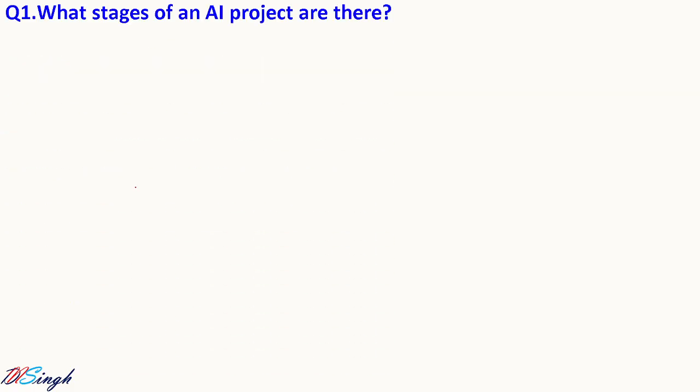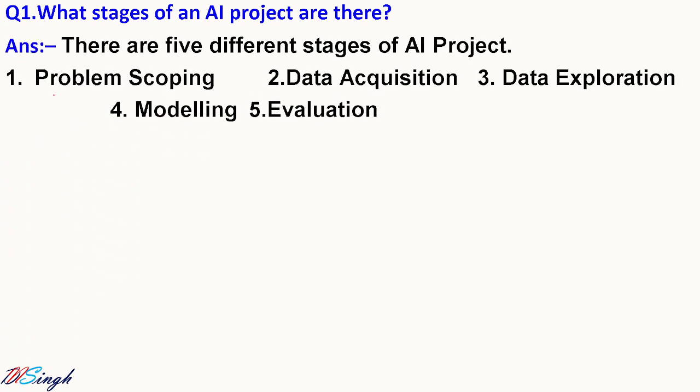Our first question is, what stages of an AI project are there, or what are the stages which are present in the AI project cycle? So there are 5 stages in AI project cycle. You have to mention the name of all those 5 stages. Let us see what those are. So you can see here there are 5 different stages of AI project cycle.